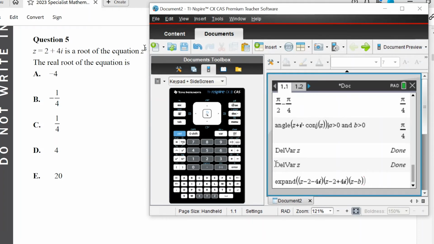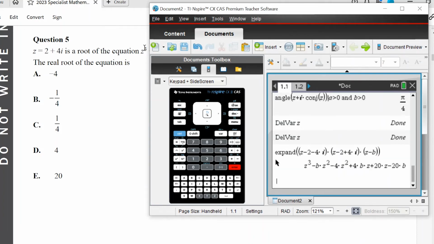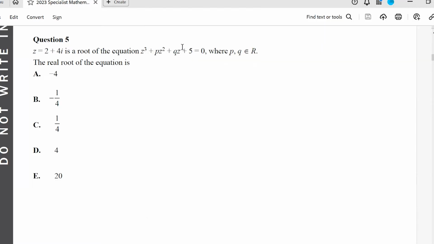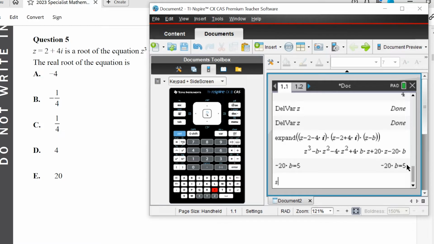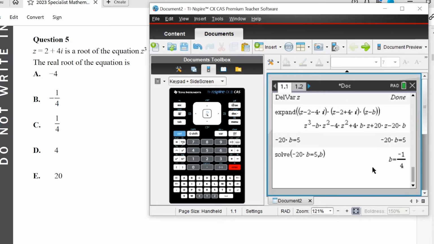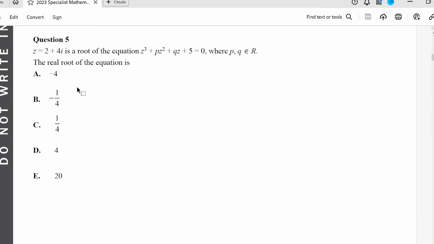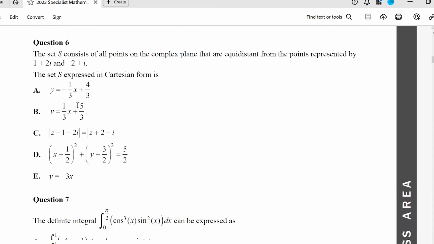So if I expand all that out, and then I'm trying to match that up with this polynomial here, which has a constant term of 5. So basically that negative 20b must be equal to 5. You probably don't need a CAS to solve the value of b there, but that's going to be -1/4. Okay, so question 5, option B, we're 1/4 of the way through.